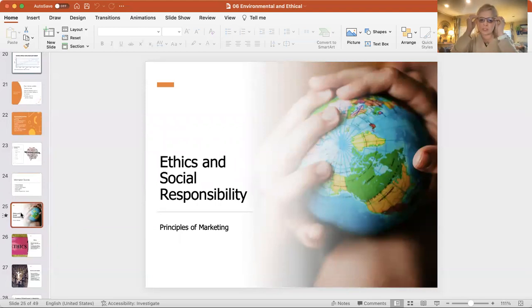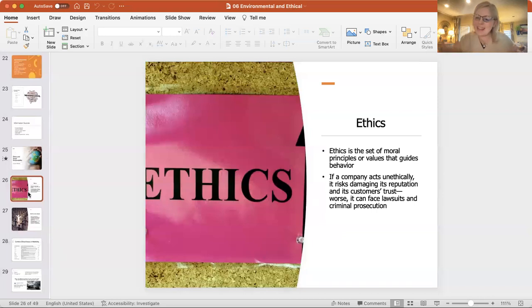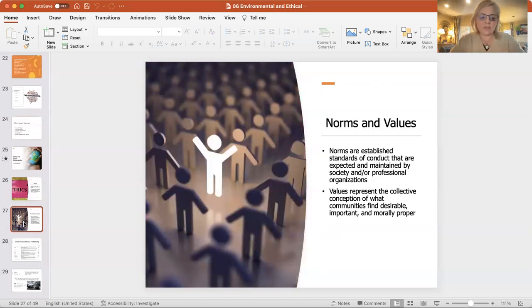So what about our ethics and social responsibility? This is key for all businesses. Ethics. When we think of marketing, sometimes we don't think of ethics, but ethical marketing is really key, and we must always keep this in mind. Ethics is a set of moral principles or values that guide us. So that's what we think about when we think of ethics.